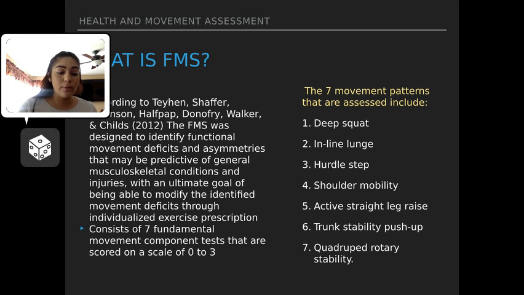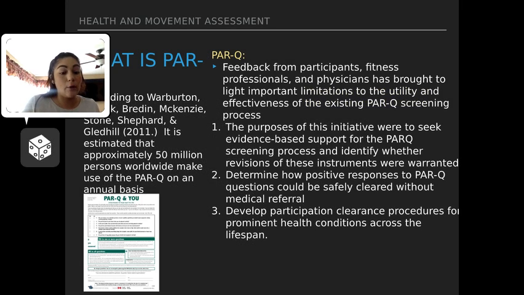There are 7 fundamental movement component tests that are scaled from 0 to 3, which are the deep squat, inline lunge, the hurdle step, shoulder mobility, active straight leg raise, trunk stability push-up, and quadruped rotary stability. So the FMS is showing what your client lacks in his body. So these 7 tests definitely showed my client what he did lack and what could help him in the future.